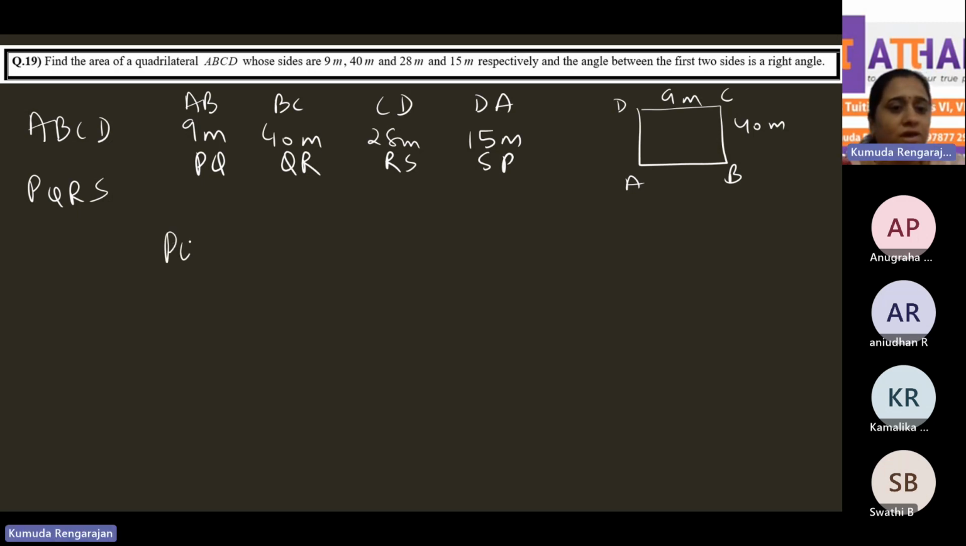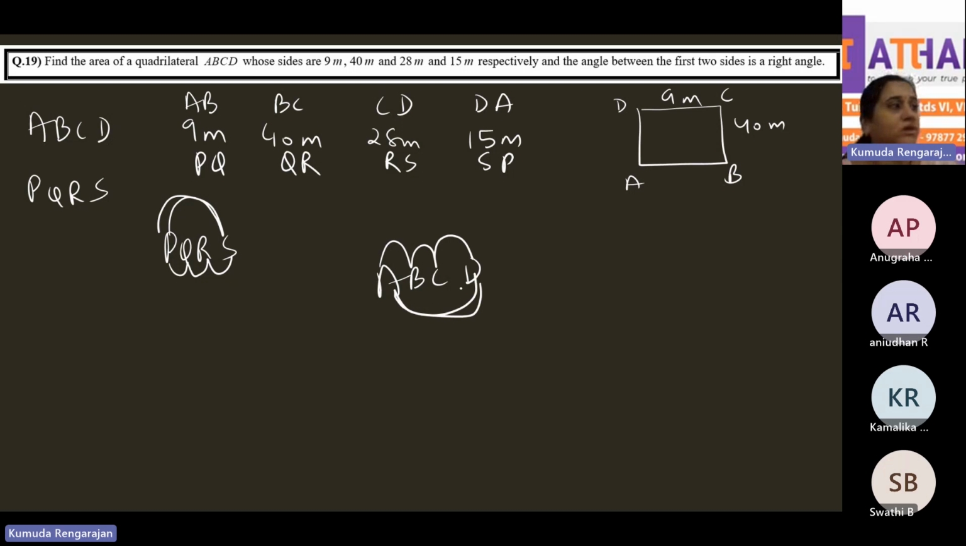You understand? In PQRS, PQ is the first side, QR is the second side, RS is the third side, and PS is the fourth side. PS or SP, both are the same, fourth side. In ABCD, AB is the first side, BC is the second side, CD is the third side, and AD is the fourth side. So these numbers should be taken in order.